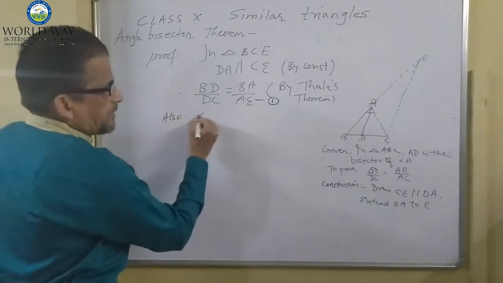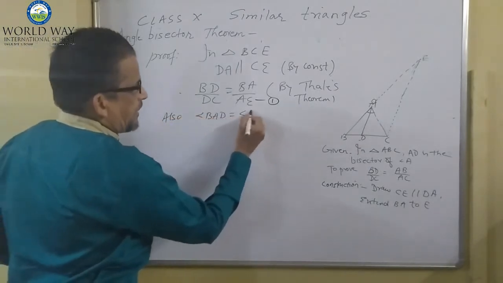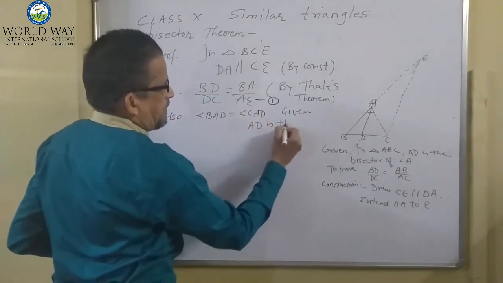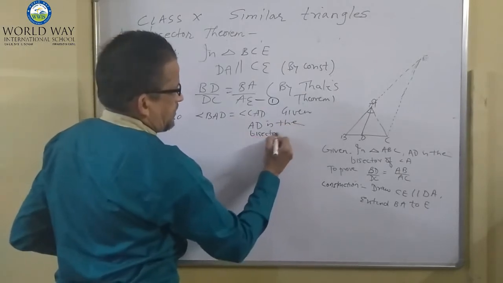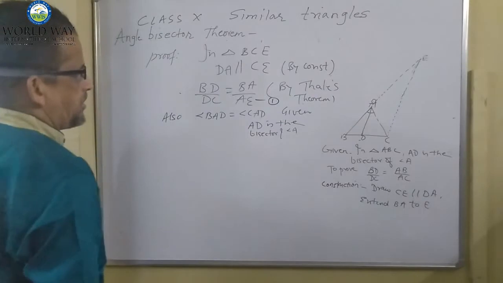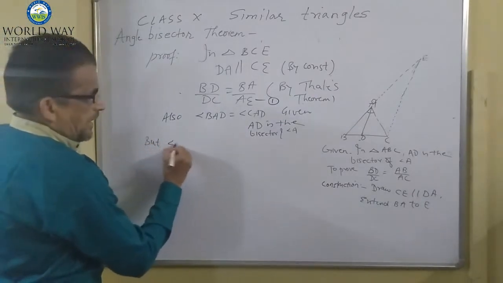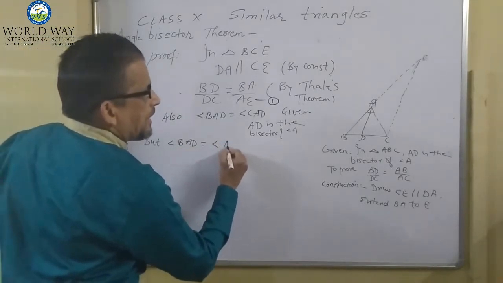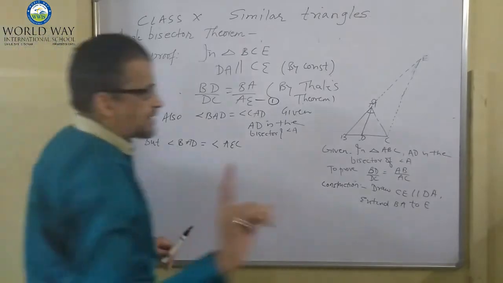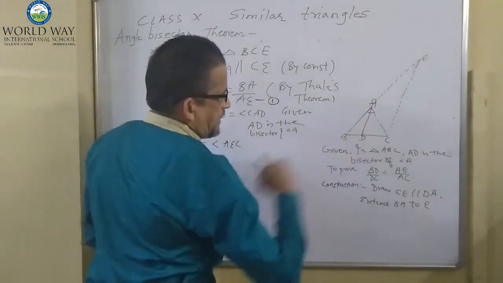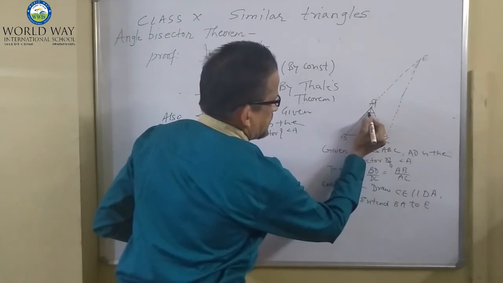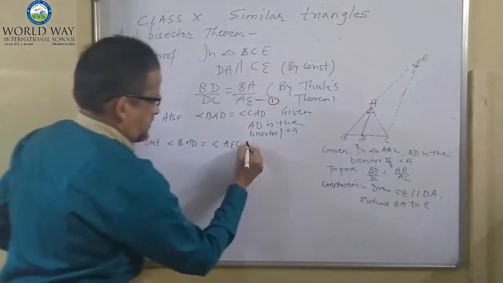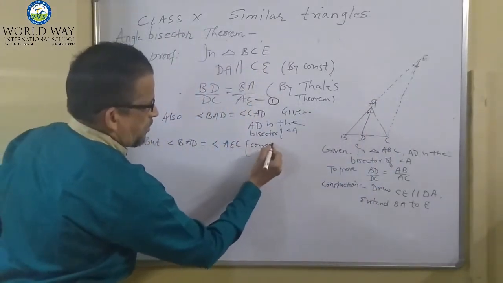Also, what is given? Angle BAD is equal to angle CAD, given, because AD is the bisector of angle A. But angle BAD is equal to angle AEC. Why? Look at this, watch very carefully. BAD, this angle, is equal to AEC, this angle, because of corresponding angles.